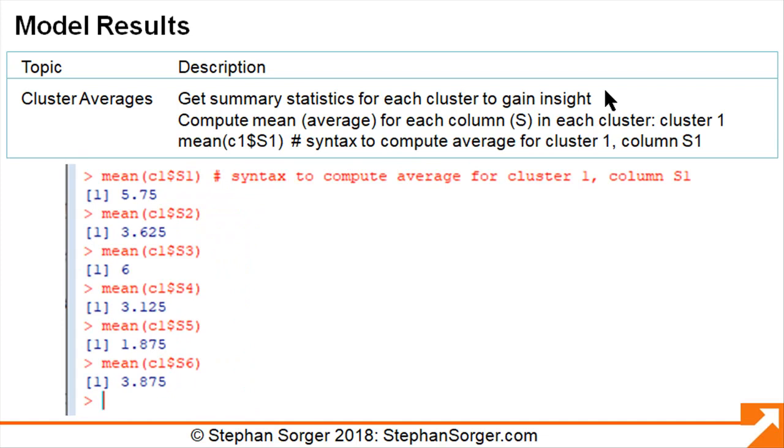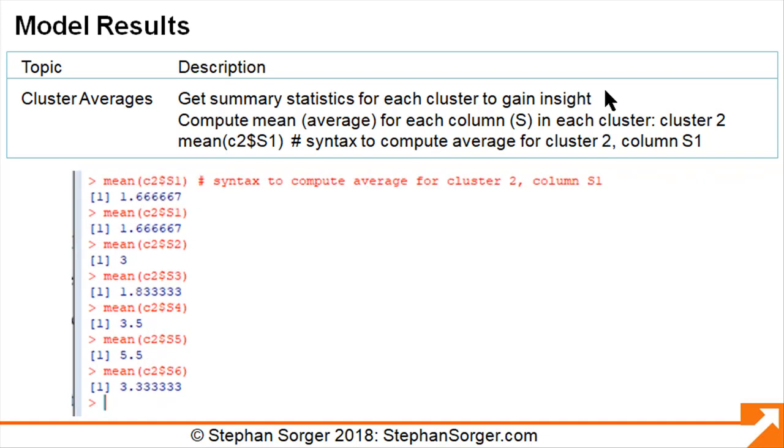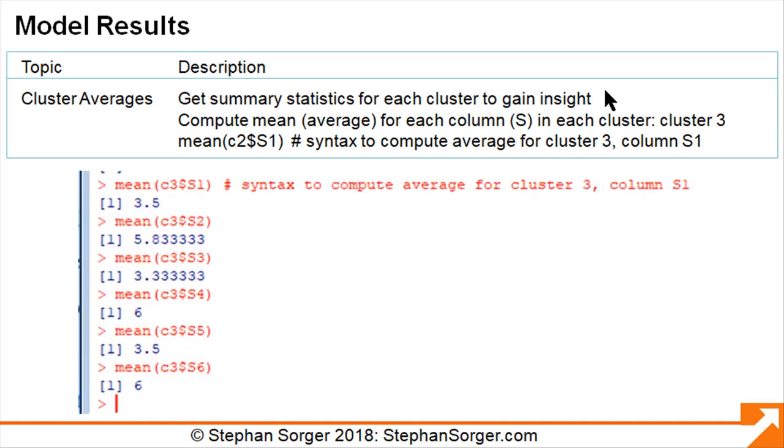We want to understand the cluster data, so we get summary statistics around it. In this case, the mean or average of the various columns of the data are what we want. Recall that the columns indicate the responses for each of the 6 statements. We repeat the process for cluster 2, and then again for cluster 3.